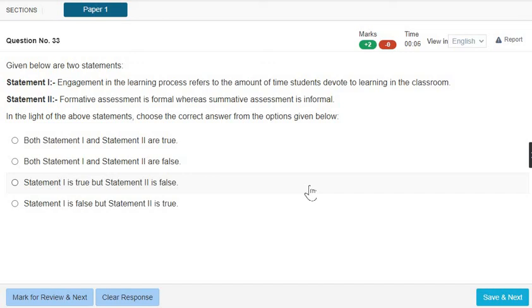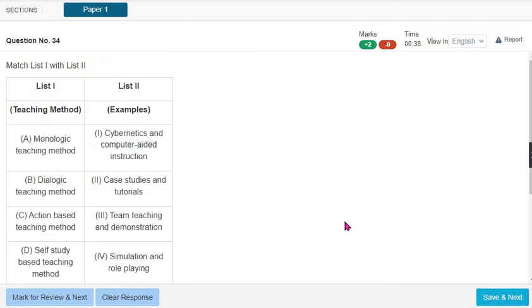Engagement in the learning process refers to the amount of time students devote to learning in the classroom. Formative assessment is formal, whereas summative assessment is informal. In the light of the above statements, the answer is: both statement 1 and statement 2 are false. Okay. This is a previous year question.